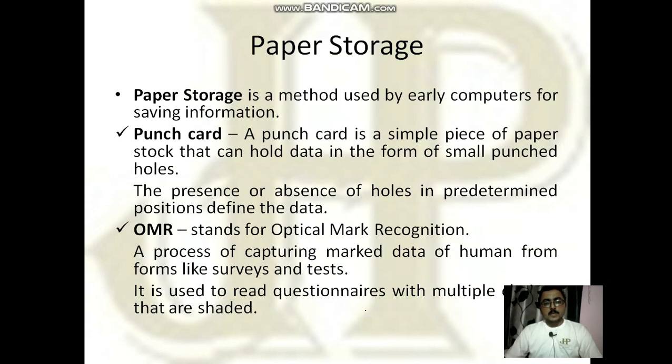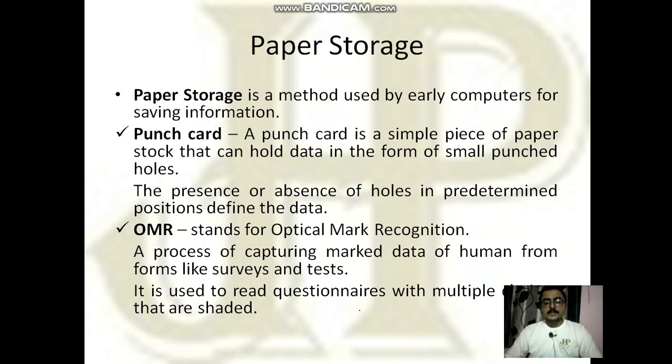Another type of storage is paper storage, which can be punched card or OMR. Punched cards are nowadays obsolete, but OMR is still in use. A punched card is a simple piece of paper stock that can hold data in the form of small punched holes. How is data defined? By the presence or absence of holes in predetermined positions.